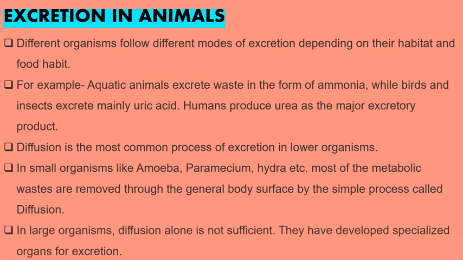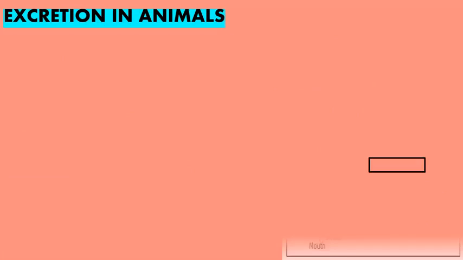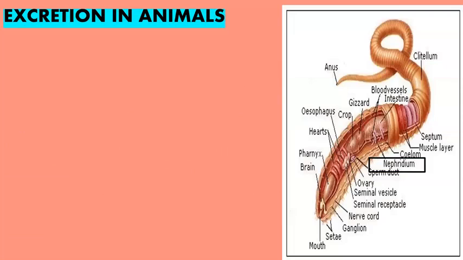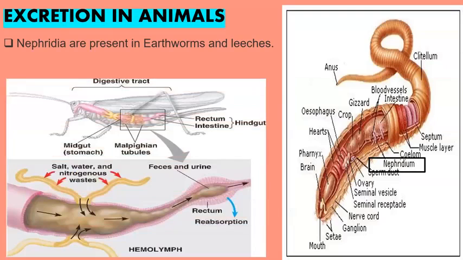In large organisms, diffusion alone is not sufficient. They have developed specialized organs for excretion. Nephridia are present in earthworm and leeches. In case of insects, Malpighian tubules are found. They are the organs of excretion in insects.